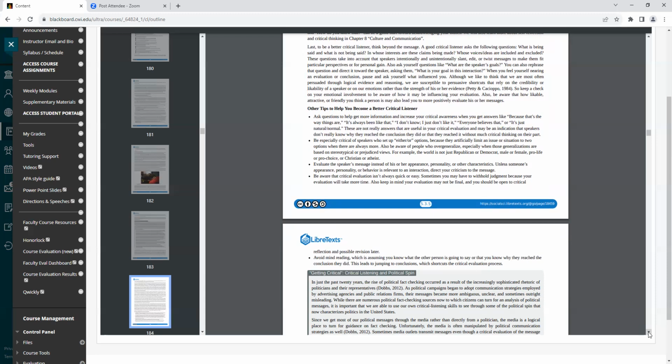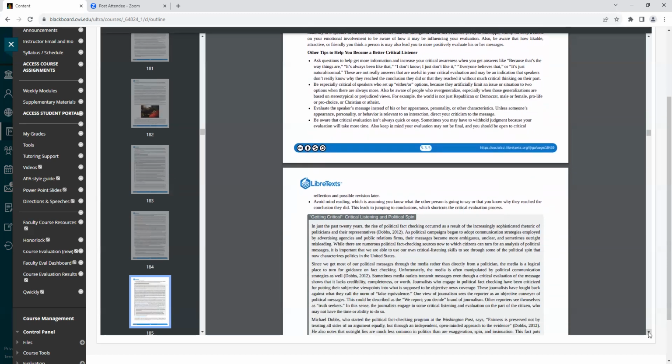So keep a check on your emotional involvement to be aware of how it may be influencing your evaluation. Also, be aware of how likable, attractive, or friendly you think a person is, as this may also lead you to more positively evaluate his or her messages.